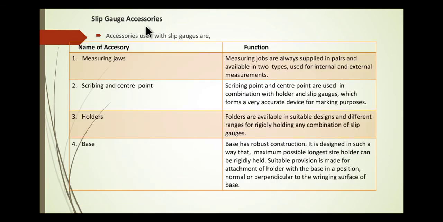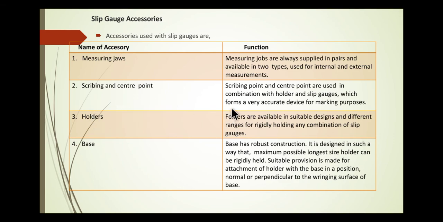This is slip gauge accessories. Accessories used with slip gauges, with names of accessories and functions. Measuring jaws: measuring jaws are always supplied in pairs and are available in two types, used for internal and external measurement. Scraping and center point: scraping point and center point are used in combination with a holder and slip gauges, which forms a very accurate device for marking purposes.